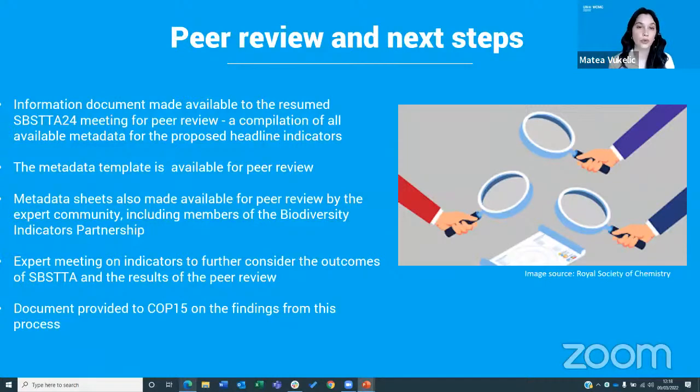And as Philip mentioned, we will also hold an in-person expert technical meeting in April, co-hosted by the CBD Secretariat and UNEP-WCMC, to look at the outcomes of SAPSTA, the results of the peer review process, and also to look at the availability and suitability of the proposed indicators. Then a document will be provided to COP15 on these findings from all of these processes.